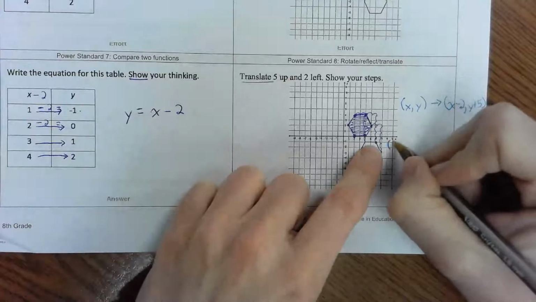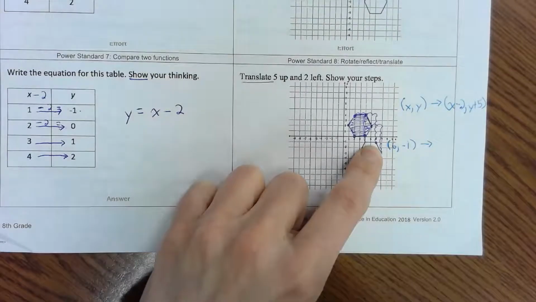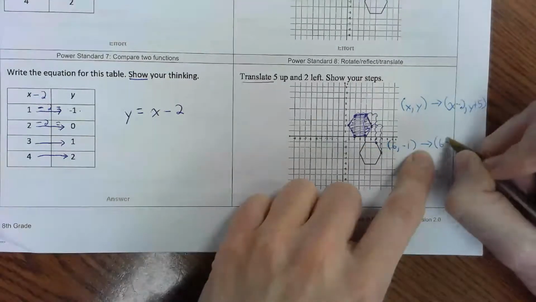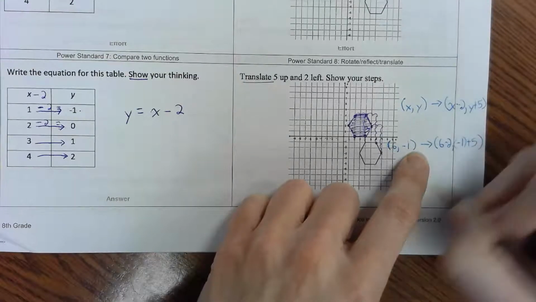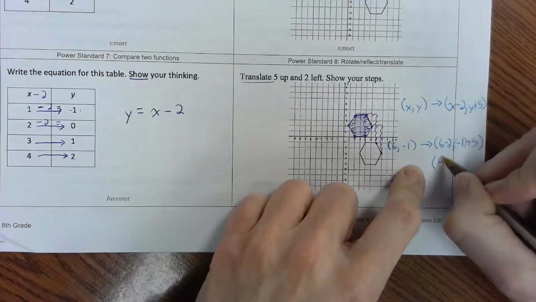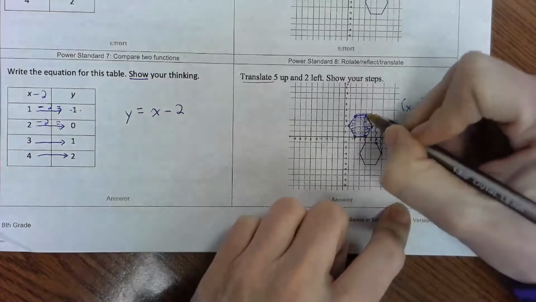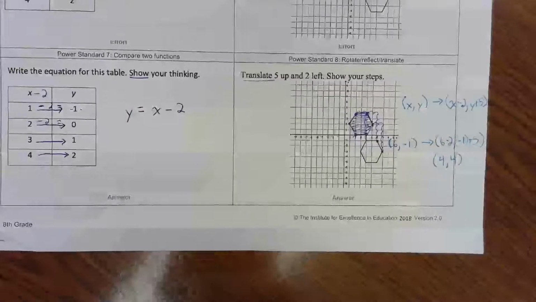So if we take our original point right here, which was 6, negative 1, and apply our coordinate notation, 6 minus 2, negative 1 plus 5, we get 4, 4. And if you look, the point 4, 4 is where it ends up. So just another way to do translation.